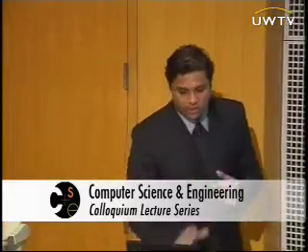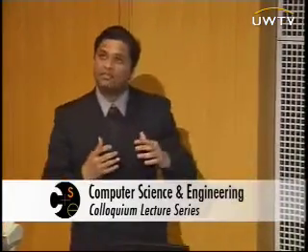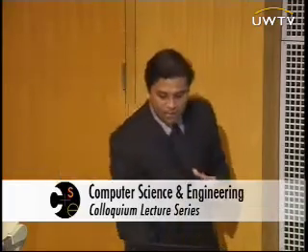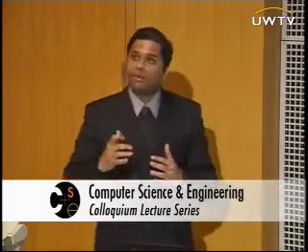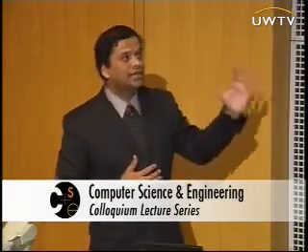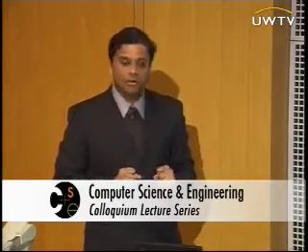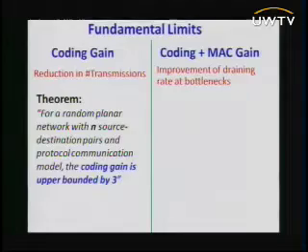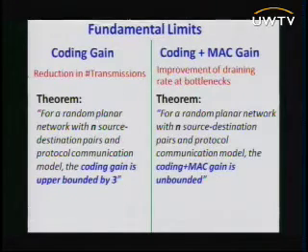The coding gain reflects gains when the network is not congested and the nodes are not backlogged. And the coding plus MAC gain is more apparent when the network is congested and the nodes themselves are backlogged. You can show that for random planar networks under the protocol communication model, the coding gain is bounded by a factor of 3. So you can get at most a 3x throughput improvement for random networks. But the coding plus MAC gain can be unbounded.